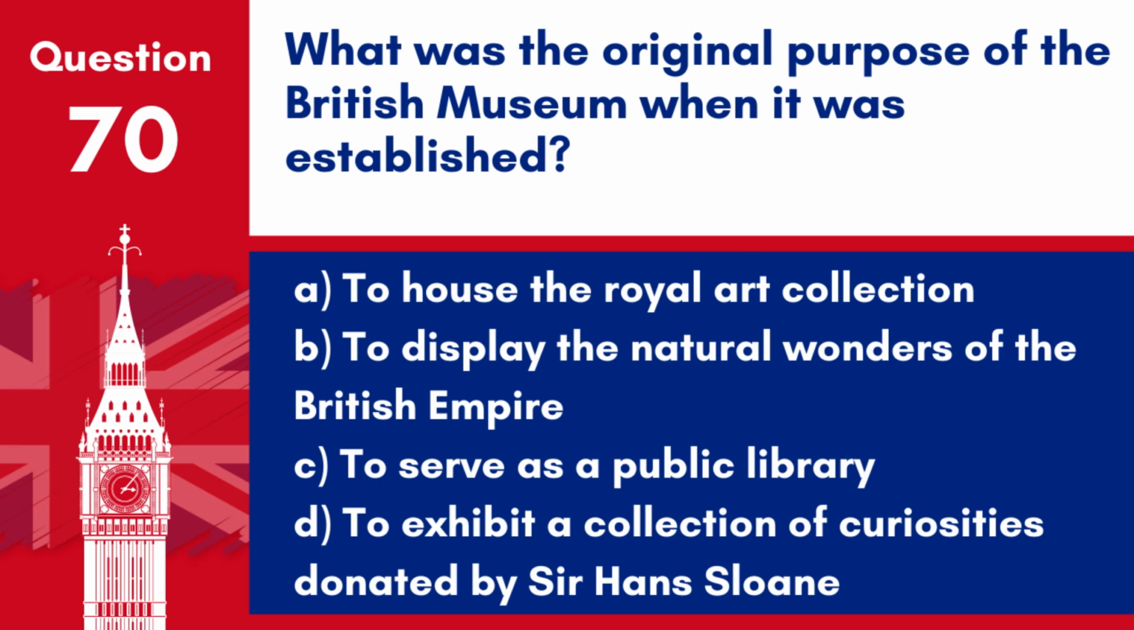Question 70. What was the original purpose of the British Museum when it was established? A. To house the Royal Art Collection. B. To display the natural wonders of the British Empire. C. To serve as a public library. D. To exhibit a collection of curiosities donated by Sir Hans Sloane. Answer: D. To exhibit a collection of curiosities donated by Sir Hans Sloane. The British Museum was established in 1753 to exhibit the collection of Sir Hans Sloane.